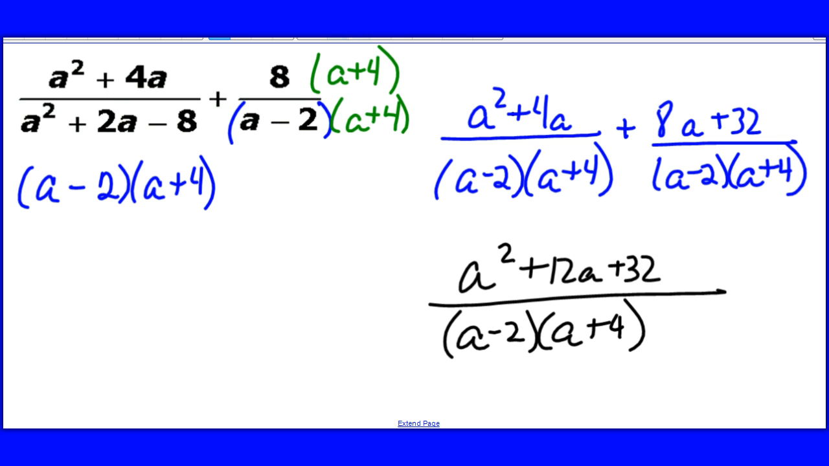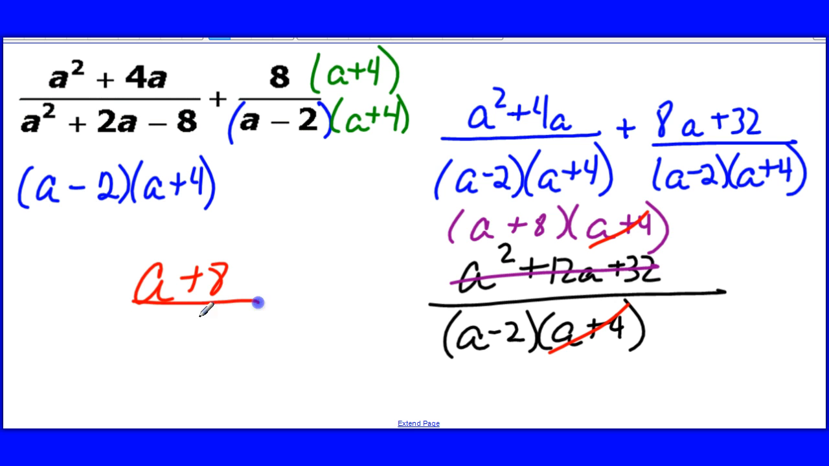Okay, let's see if we can simplify this at all. Let's factor this. I'm going to say a plus 8 and a plus 4 in factored form. What can cancel out? An a plus 4 with an a plus 4. And there's my answer. A plus 8 over a minus 2. Okay, that's it.